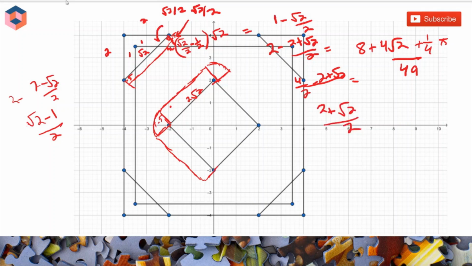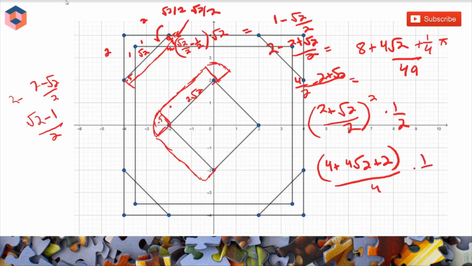And it's an isosceles right triangle, so we can square this and then multiply by 1/2. So squaring this, we get, using the a plus b squared formula again, 4 plus 4 root 2 plus 2 over 4 times 1/2. This gives us 2 plus 2 root 2 plus 1 over 2 times 1/2. Now, we need a bit more space.